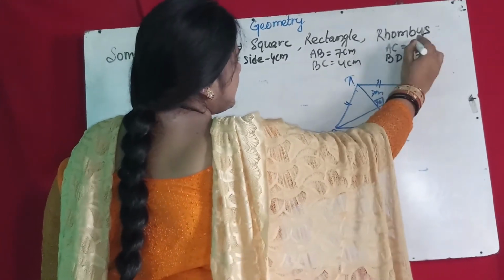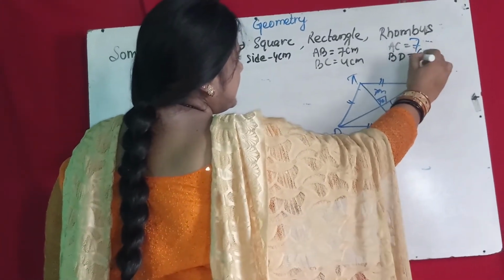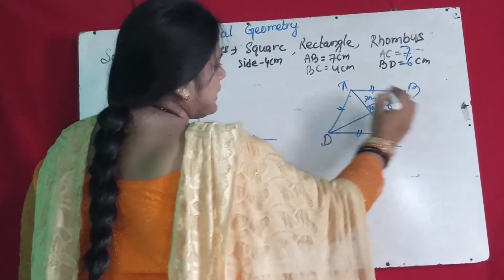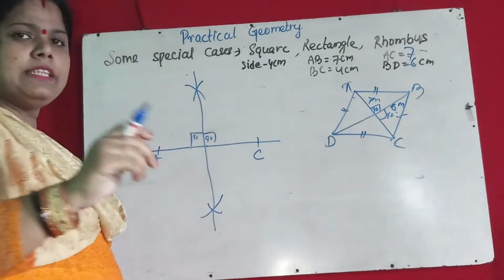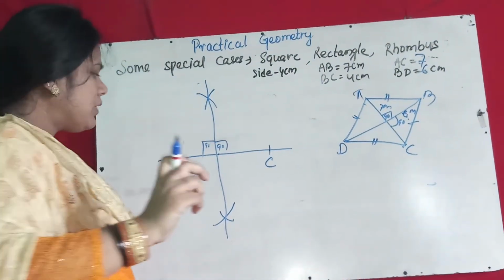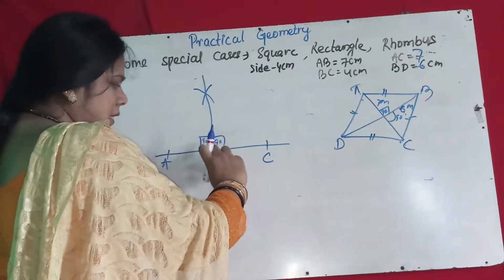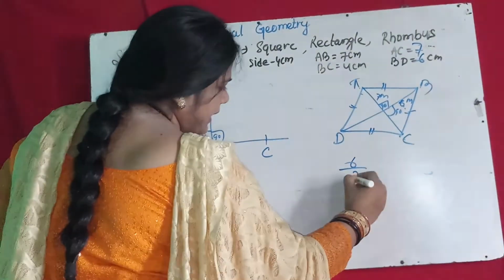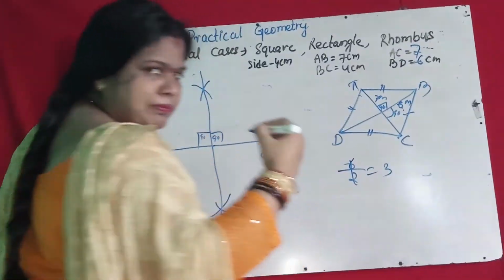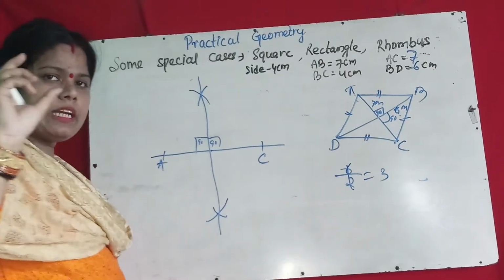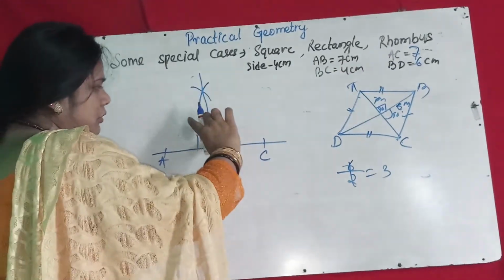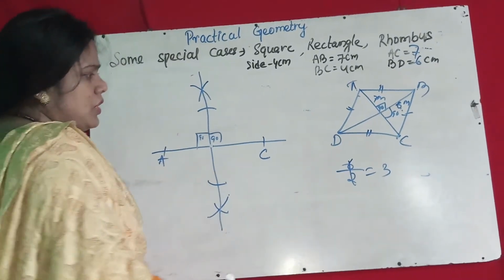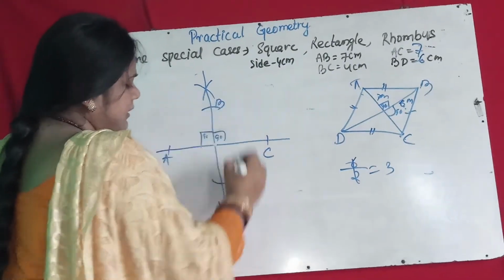Then BD is given here, suppose AC 7 cm, BD 6 cm. So BD given here is 6 cm. 6 cm half is 3 cm. So you divide 6 cm by 2, it is 3 cm. Okay, you take 3 cm with rounder. From this point you draw one arc above and below. So then it is BD.